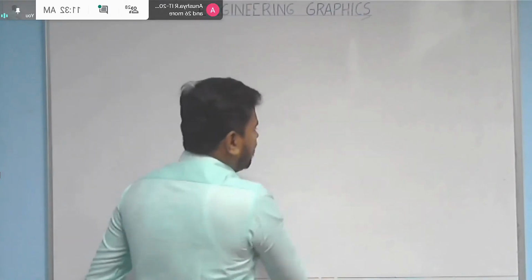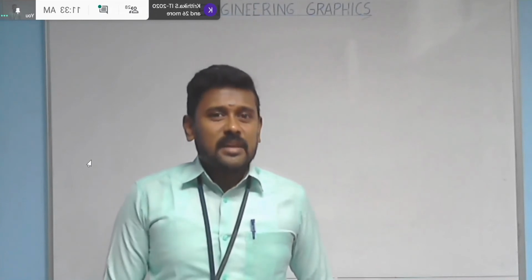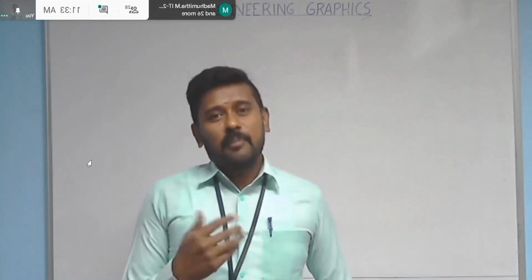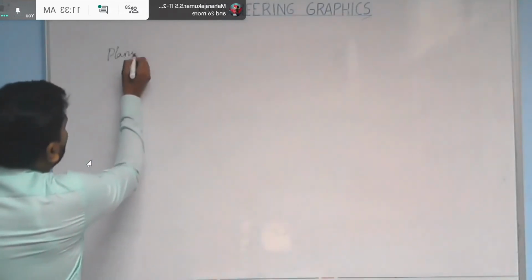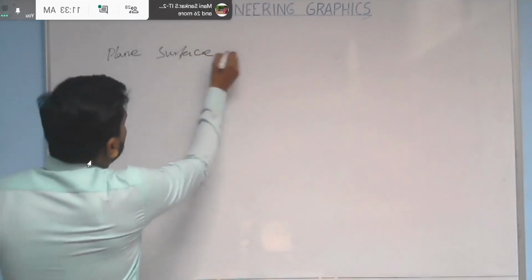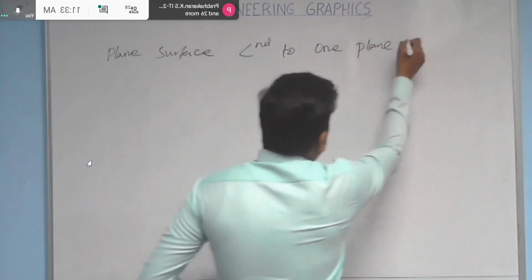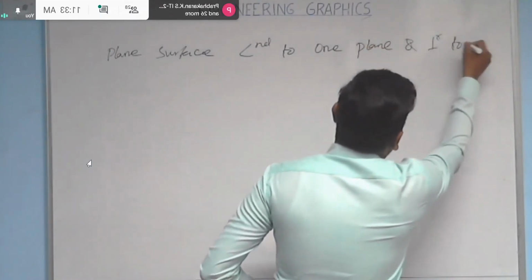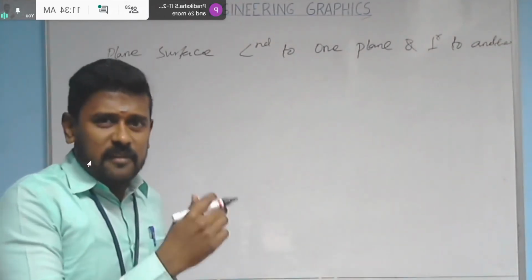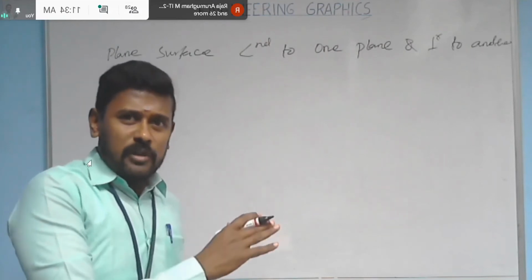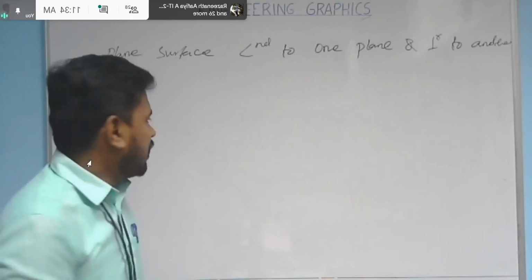The two variants in the first case, and the second position is planes inclined to one plane and perpendicular to another plane. Plane surface inclined to one plane and perpendicular to another. In that also we can have two variants: plane surface inclined to HP and perpendicular to VP, and plane surface inclined to VP and perpendicular to HP. One by one we can see.